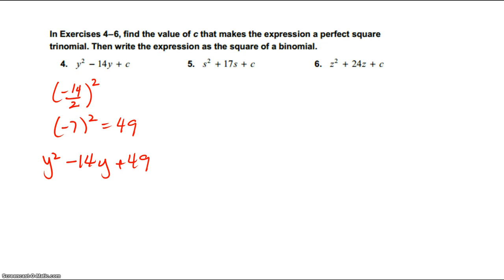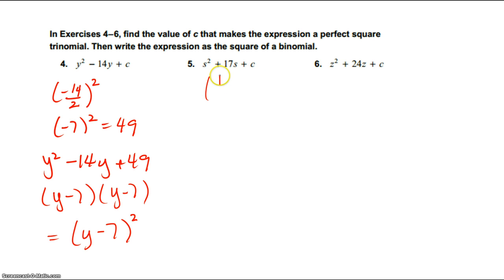And if I wanted to factor that, signs are the same, both are negative. (y minus 7) times (y minus 7) would equal (y minus 7) squared. So let's do it again. Let's find a perfect square for c. So I take the middle term b, 17, divide it by 2, and square it. And I would get 289.